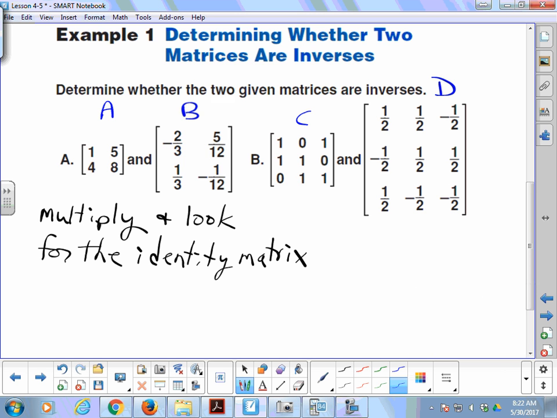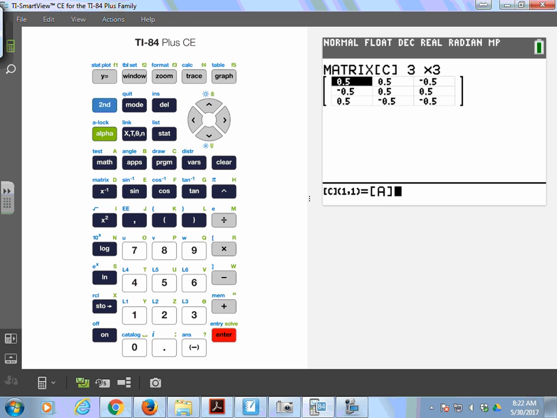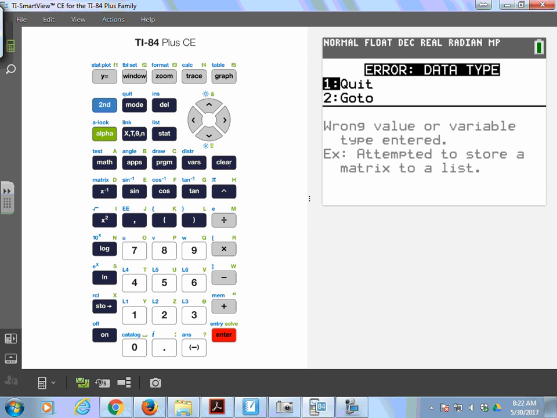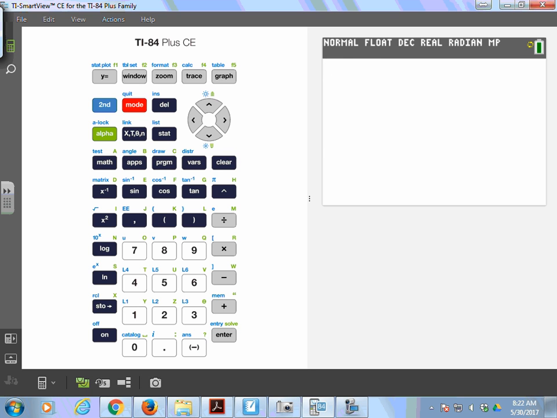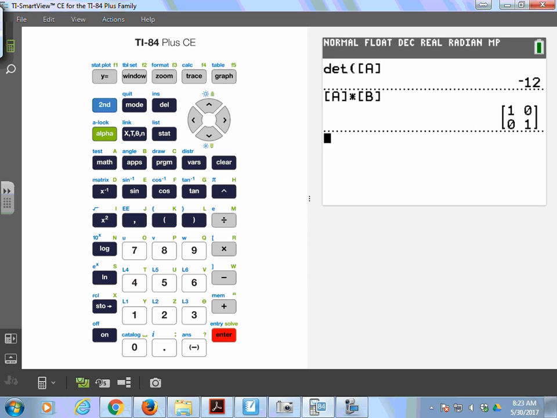To check to see if they're inverses, we're going to multiply them together. We'll multiply these two together for A. On mine, those are A and B. So I choose matrix A. Had to go to the home screen. Here we go. Matrix A times matrix B, and we get on the diagonals just 1s. So these are inverses.